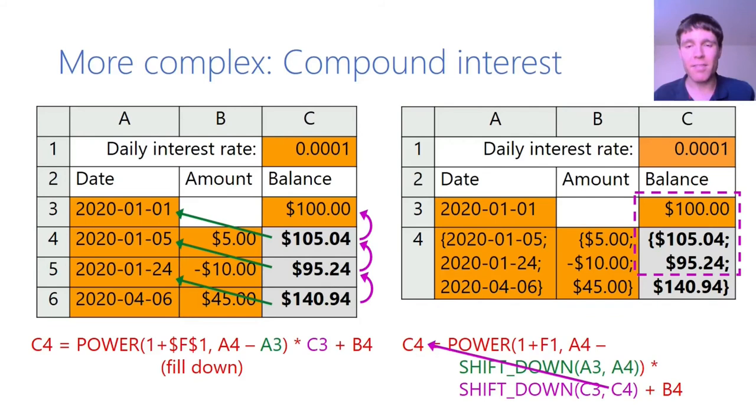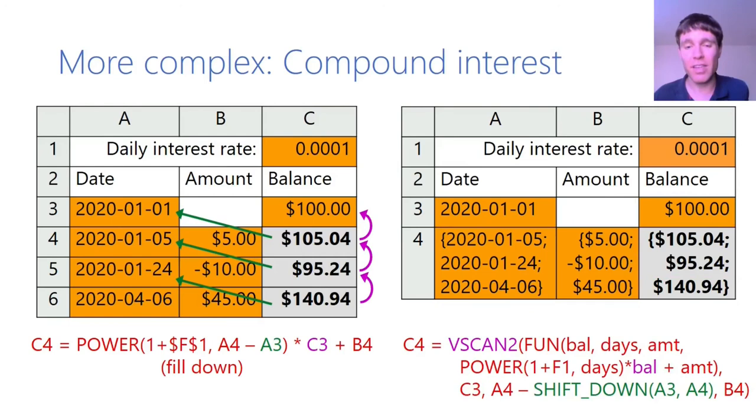To handle the iteration, we need to use a special function called vscan2 and pass a lambda function that computes each element from the previous one. Most users won't be able to come up with this unless they find an example on the web that's similar enough that they can adapt it to their problem.